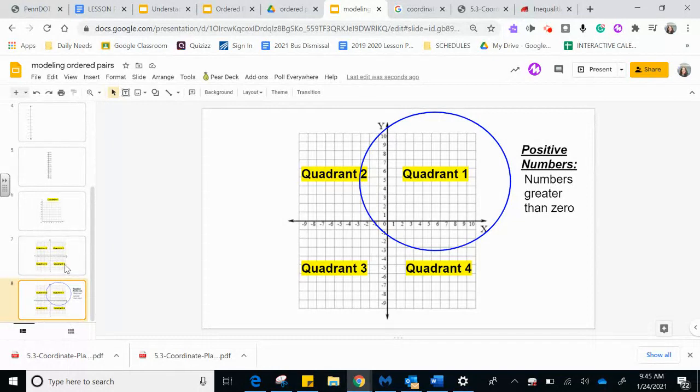But on the next slide, you're going to watch a video and it's going to have ordered pairs that include negative numbers. And so what you're going to need to realize is if it's positive, it's going to be to the right if it's on the x-axis or up if it's on the y-axis. But if it's negative on the x-axis, it's going to go left because it's less than 0. Or if it's a y-coordinate that's negative, it's going to go down because it's below 0.